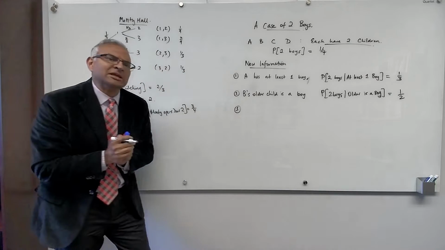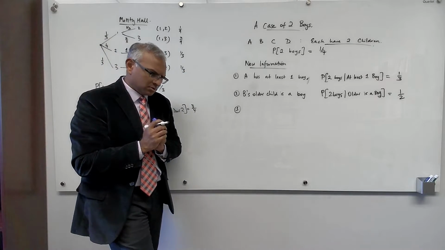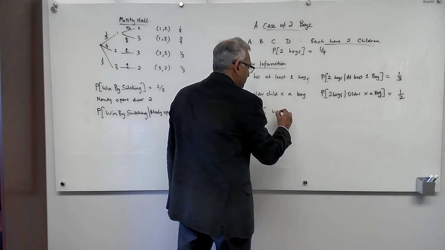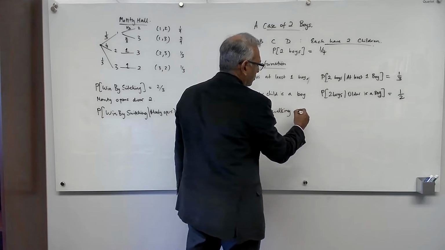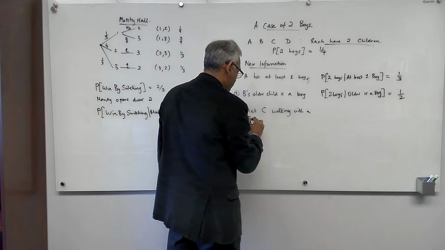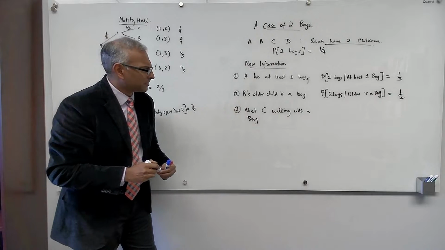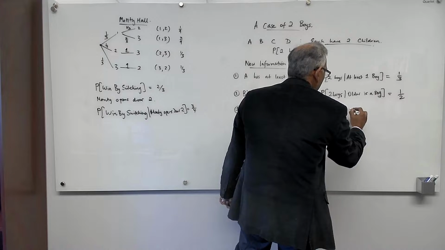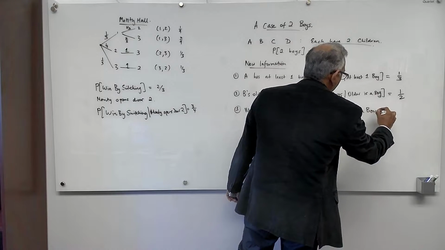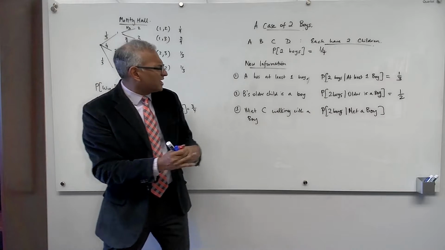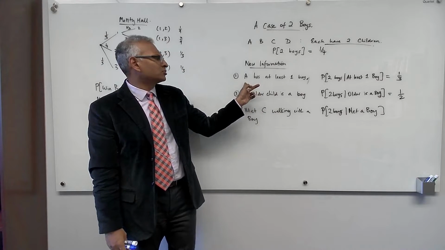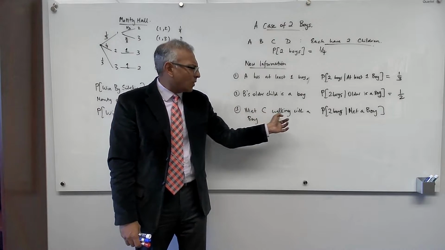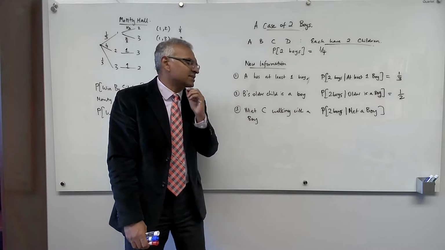3, new piece of information. Okay. You were on a walk and you met C, walking with a child, walking with a boy. Okay. So what is the probability of two boys given that you met a boy? And you might wonder, how is this any different from the first situation where you told me that A has at least one boy? Isn't this exactly the same? You met C while walking with a boy. Doesn't that just tell you that C has at least one boy?